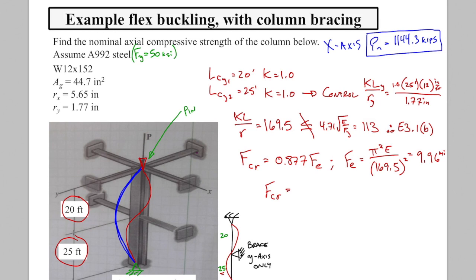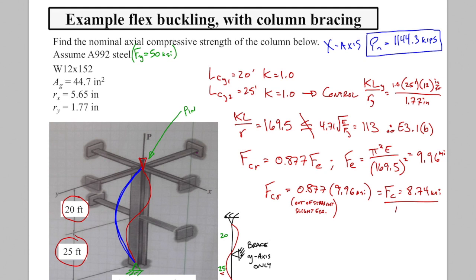Now my F critical, remember this 0.877 accounts for out of straightness and slight accidental eccentricity of load, right? Times my F Euler, and that equals 9. Well, let's do it in a nice clean way. 9.96. Now I get my F critical is 8.7. Looked a little bit too far ahead of my notes there.